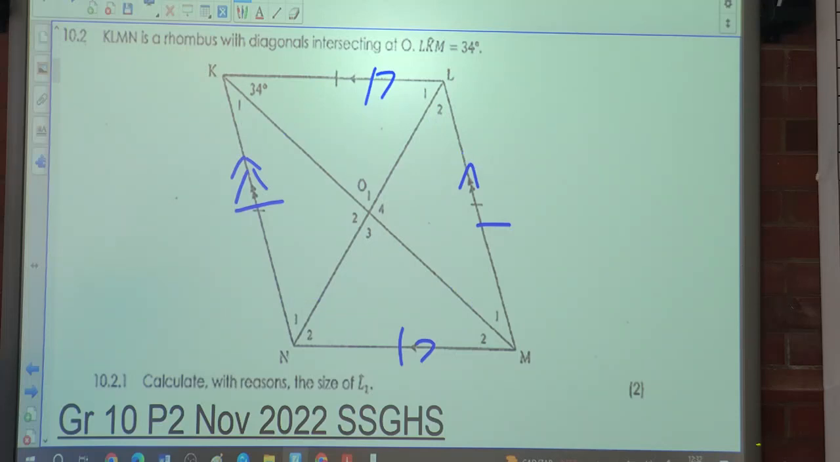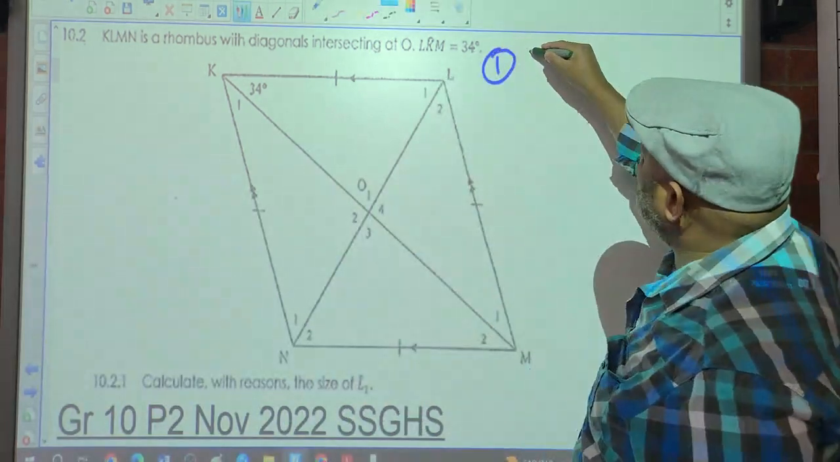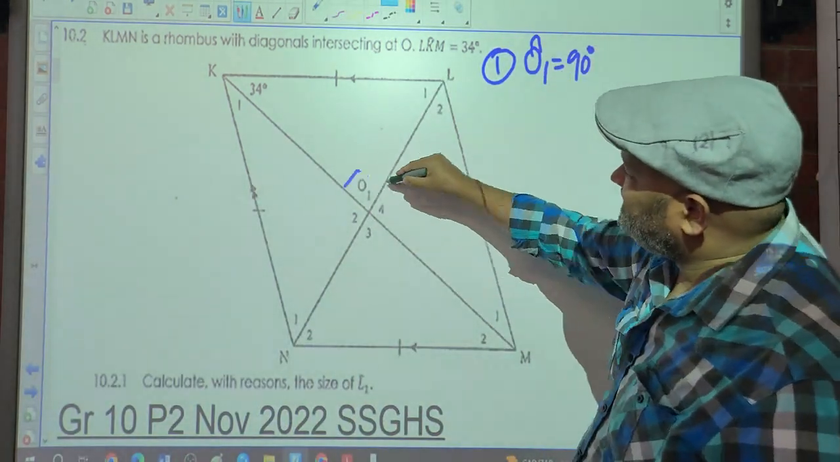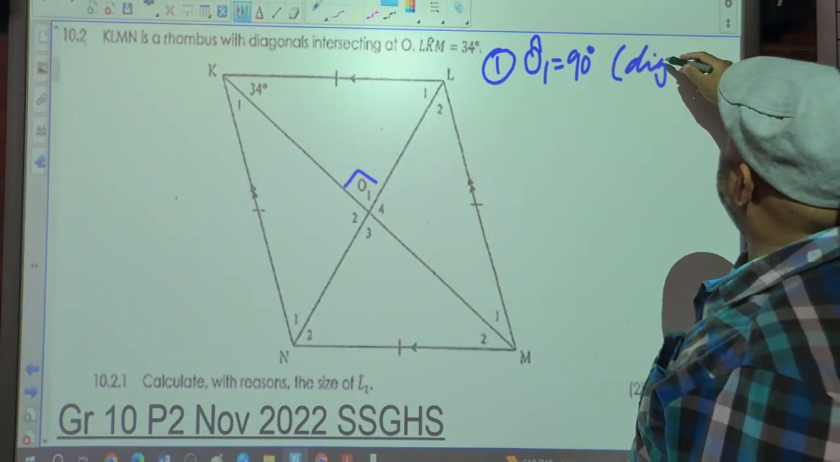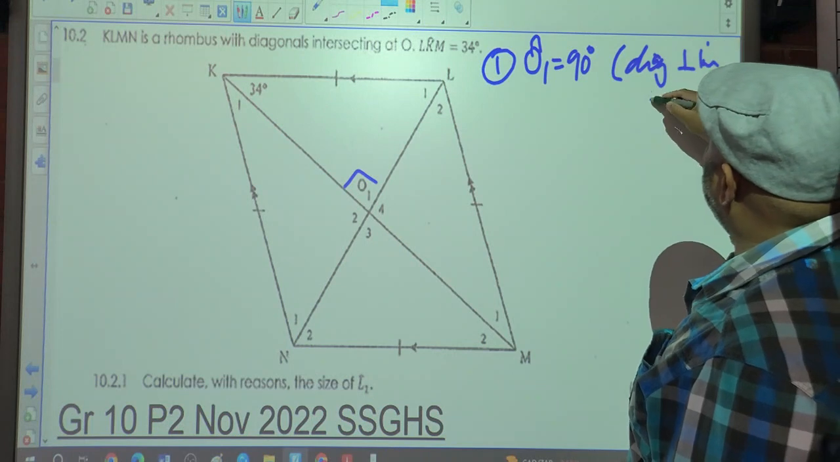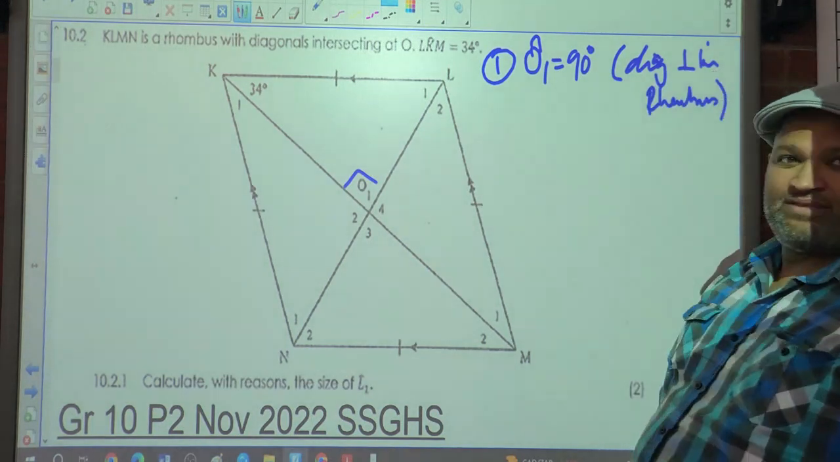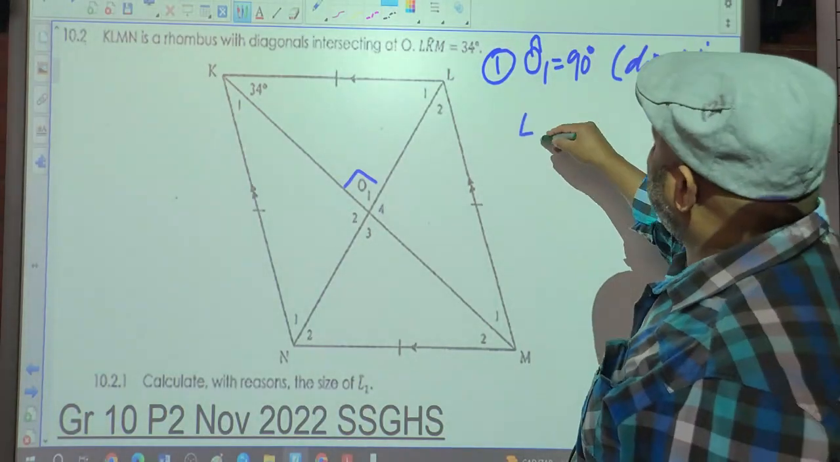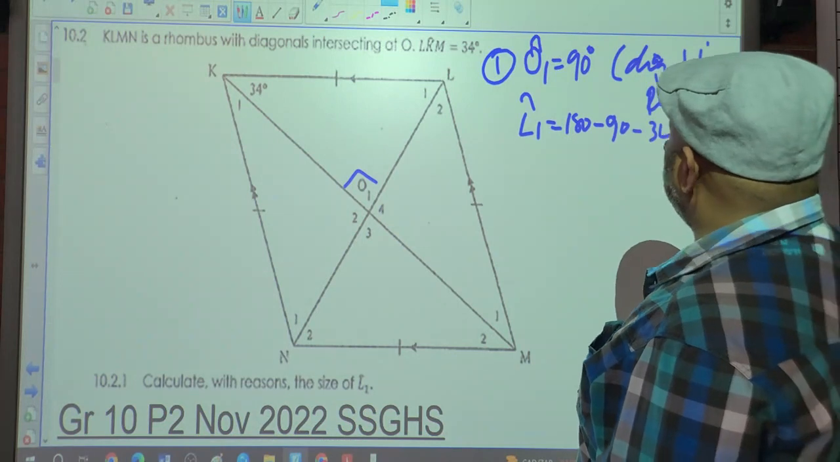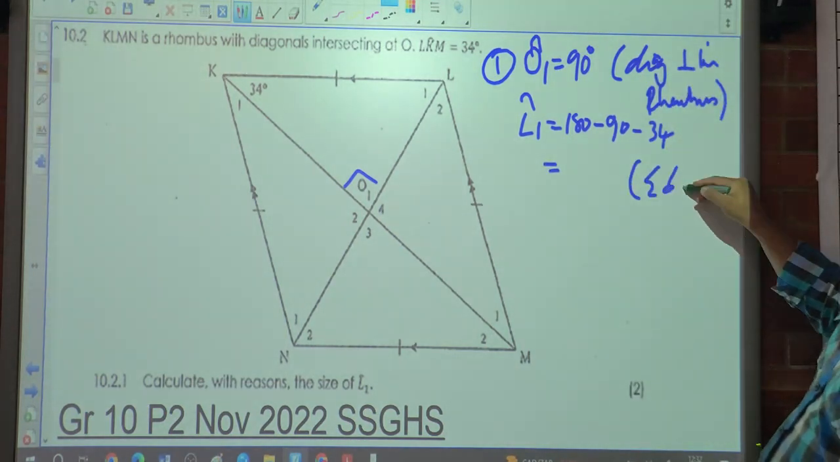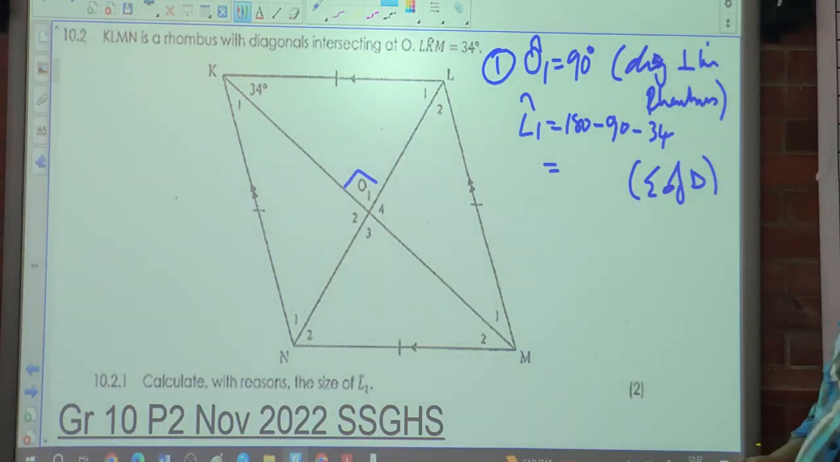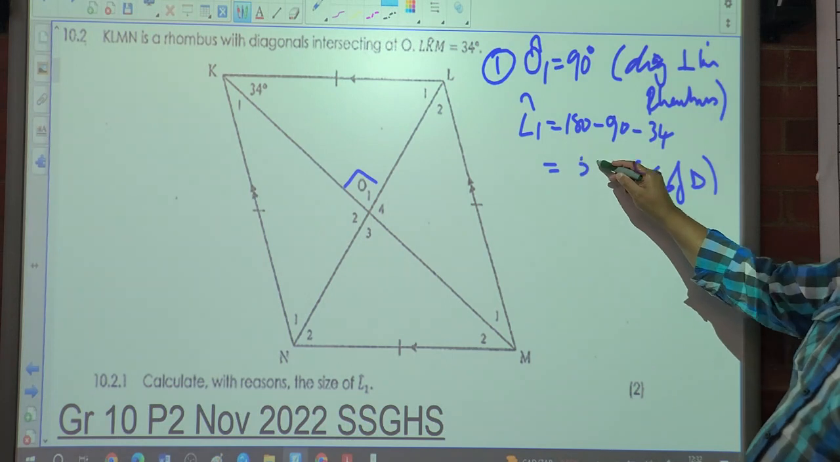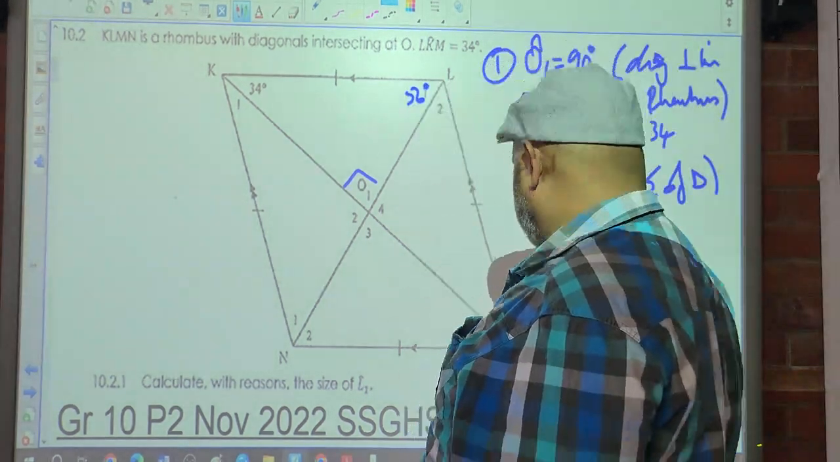Alright, so first question. We are asked to calculate with reason the size of L1. Now there's L1. So we already said O1 is equal to 90 degrees. Why? Diagonals perpendicular in rhombus. And now L1 is equal to 180 minus 90 minus 34. The reason is sum of angles in a triangle. 180 minus 90 is 90, minus 34 is 56. So check if that is correct.